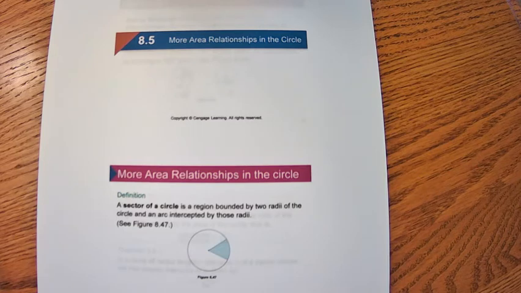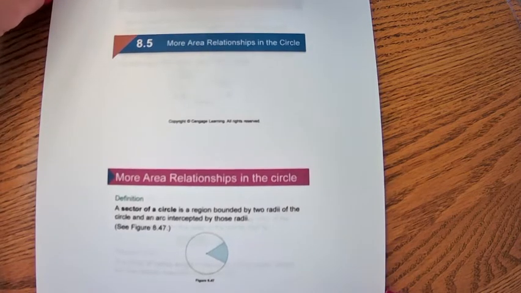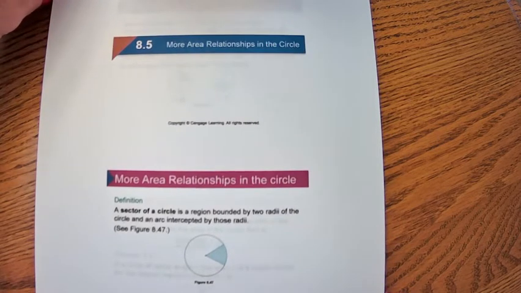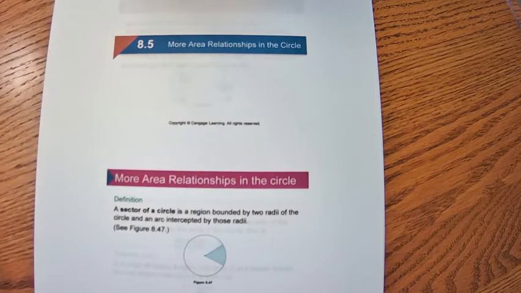In section 8.5, we're going to talk more about different parts of a circle and finding more perimeters or areas of parts of a circle, basically a segment and a sector. And then also we'll talk about inscribed circles or inscribed triangles in a circle.